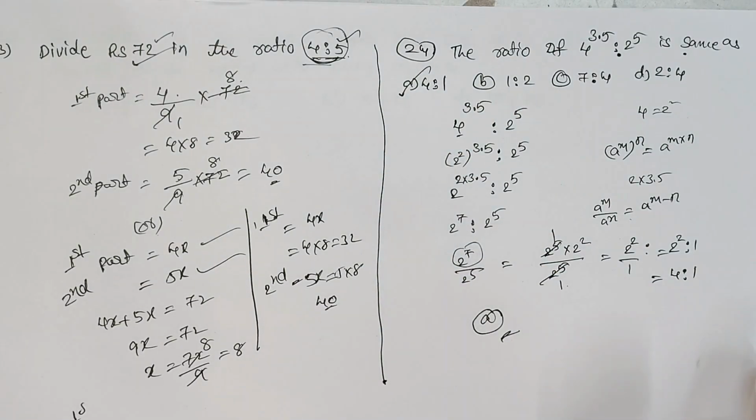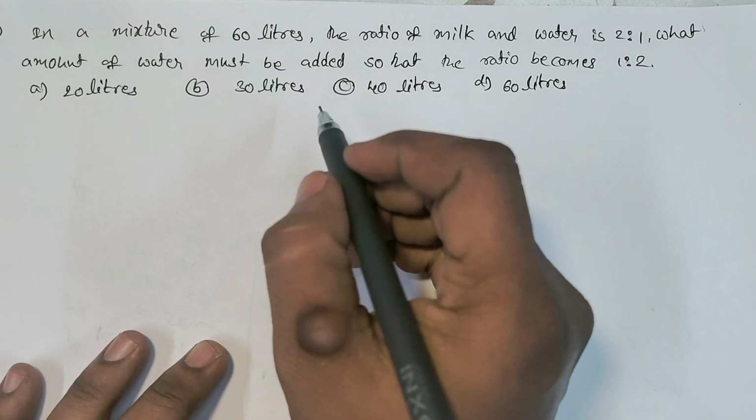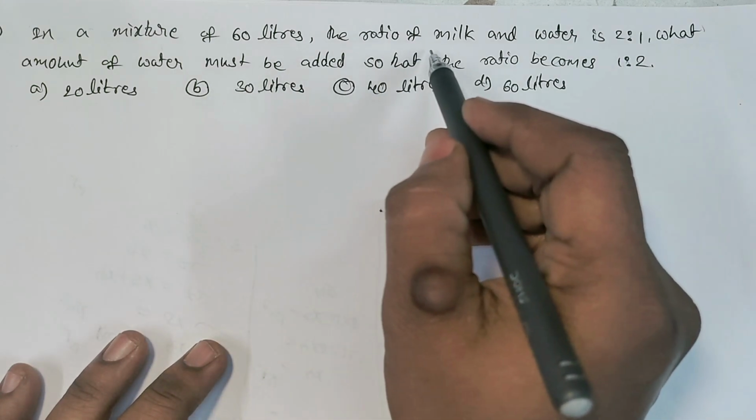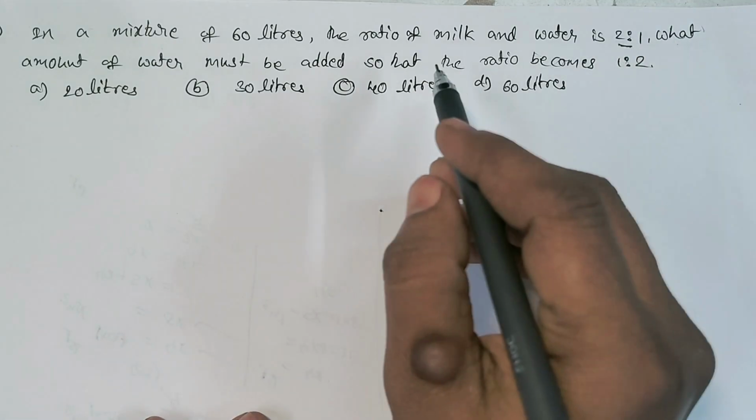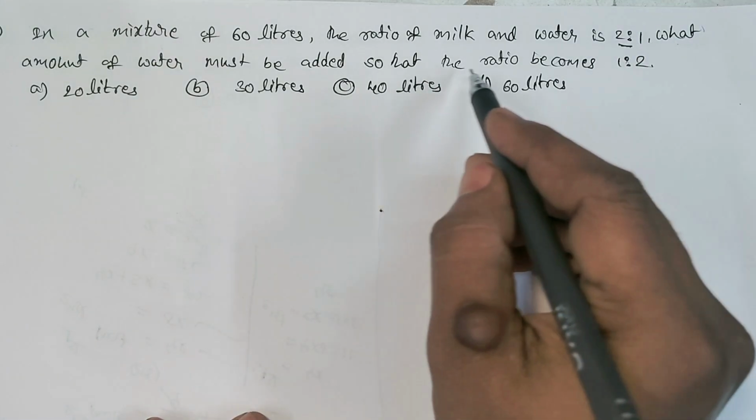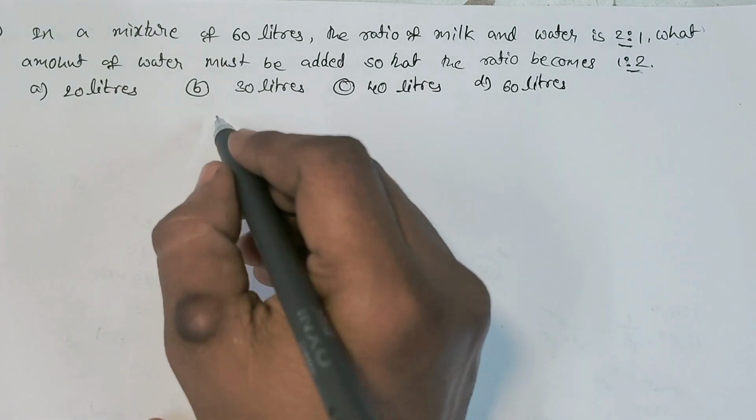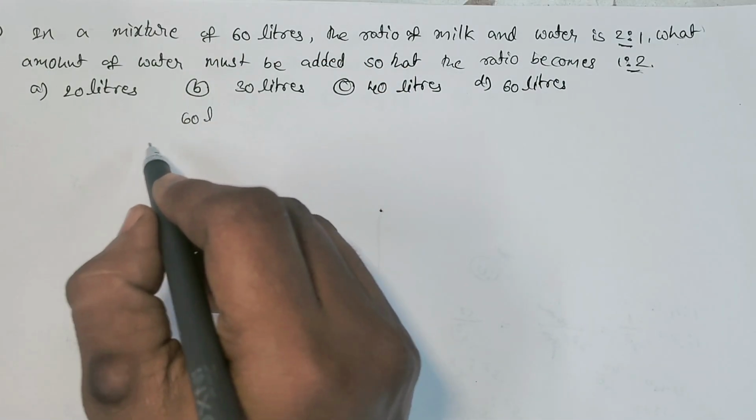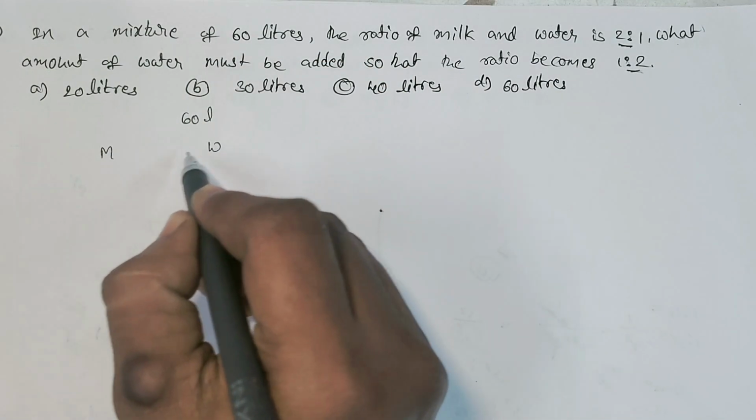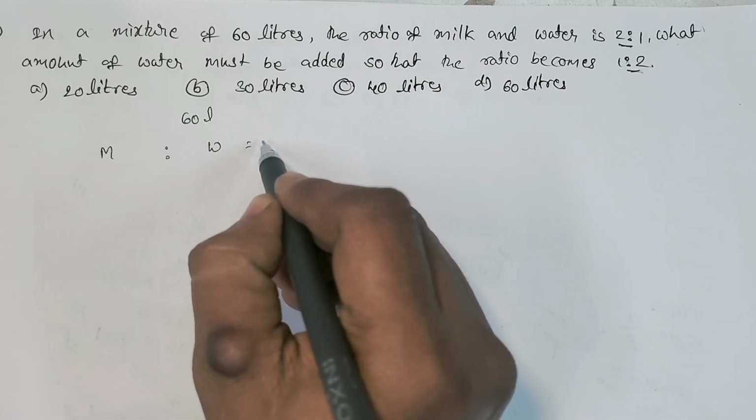Okay. Now let us see the next question. In a mixture of 60 liters, the ratio of milk to water is given as 2:1. Then what amount of water must be added so that the ratio becomes 1:2? So the total mixture is how much? 60 liters. In that, the ratio of milk to water is given as 2:1.